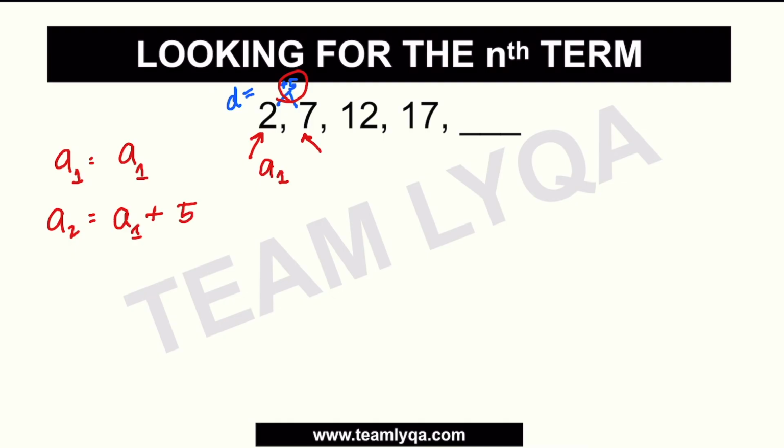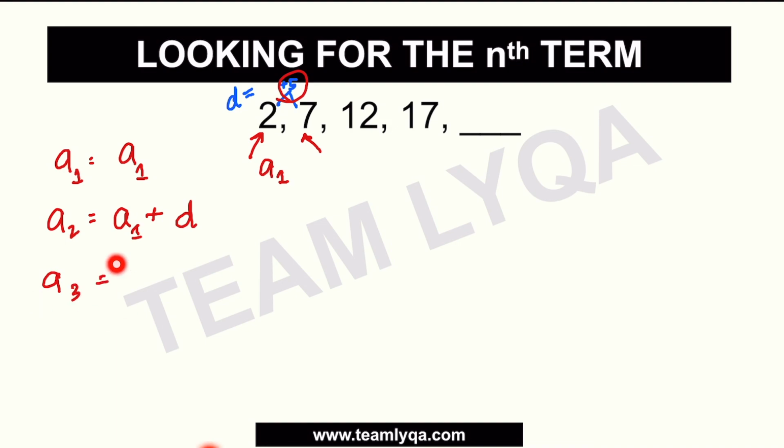Okay. So, I think, naiintindihan naman ang lahat, no? Again, bakit naging ganito? Kasi 7 is equal to 2 plus 5, which is the D. Okay. Now, kung hindi natin isusulat siya as 5 at tatawagin natin siyang D, okay lang din yon. Tingnan naman natin yung A sub 3.